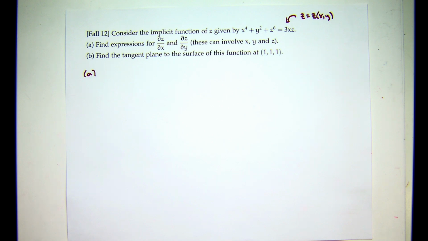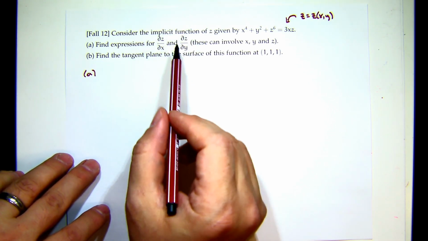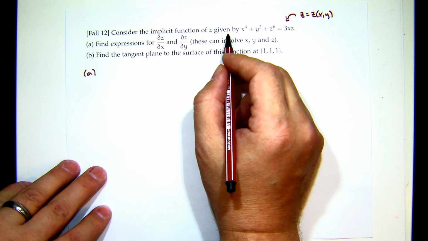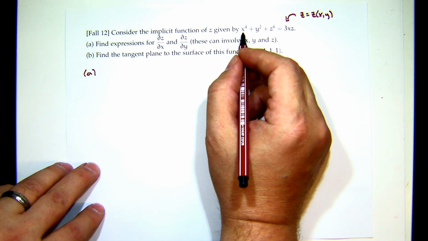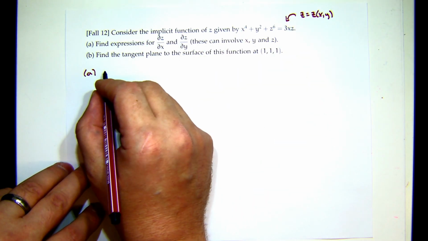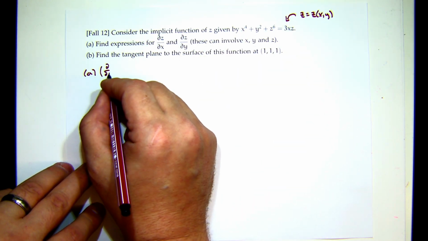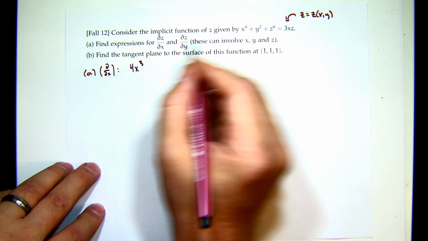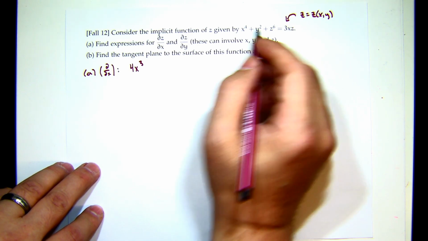So what do I want? Well, I'm going to take the derivative with respect to x first, and then I'll take the derivative with respect to y. I'll do these separately. So I'm going to take the derivative with respect to x. I'm just going to work my way across. So derivative of x to the fourth with respect to x, 4x cubed. Derivative of y squared with respect to x, 0.